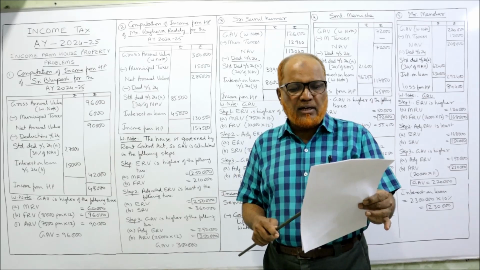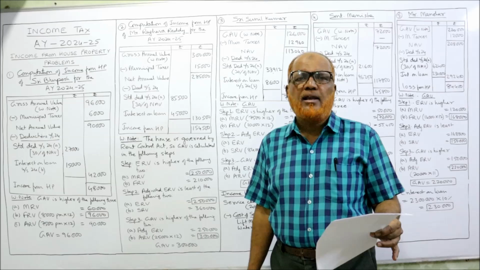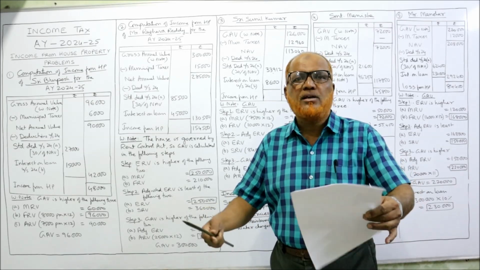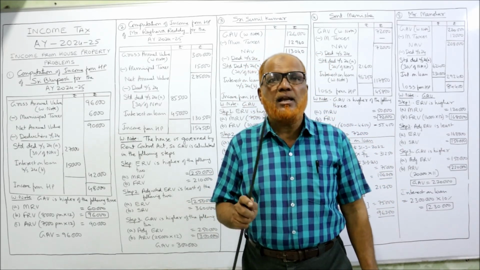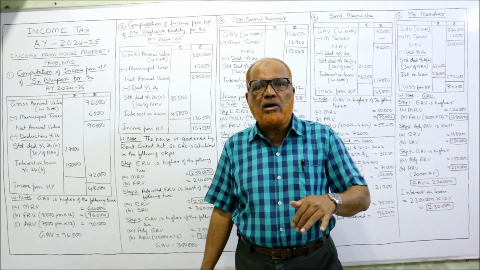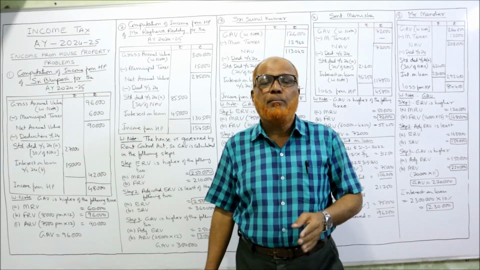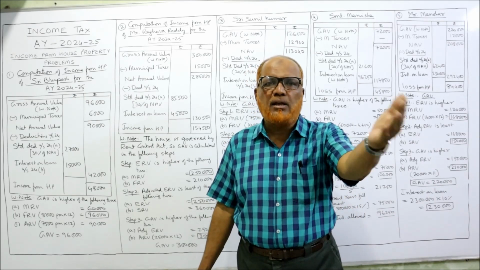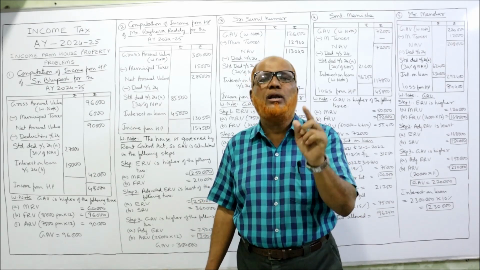The tenant has not paid last 1 month rent. It is not unrealized rent. He has not paid. It is outstanding rent. That means he may pay in the next year. So outstanding rent should not be treated as unrealized rent. Unrealized rent means the owner cannot recover the amount. It is bad debts, the irrecoverable rent, but it is not irrecoverable. The tenant has not paid. He may pay in the next month. So outstanding rent should not be considered. We have to take the whole year's rent.